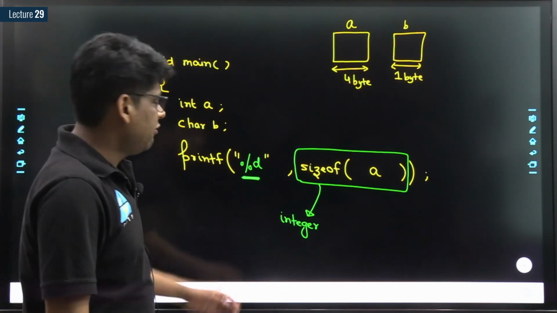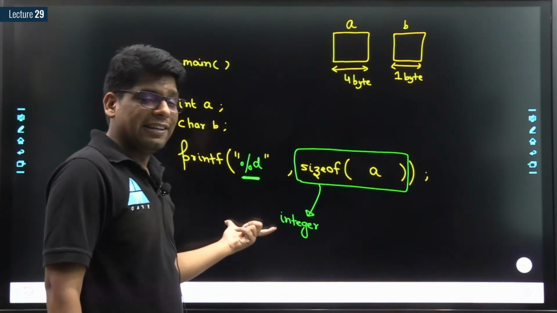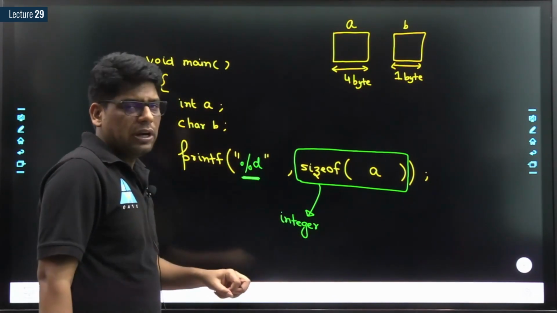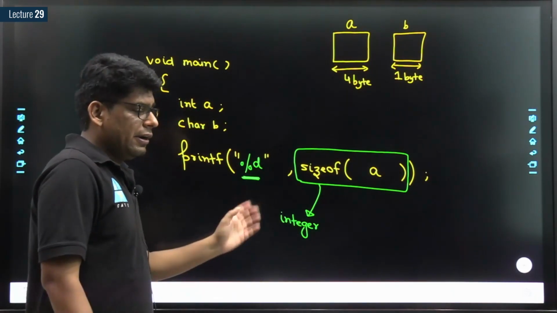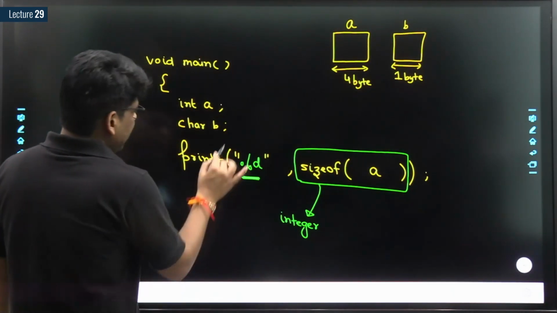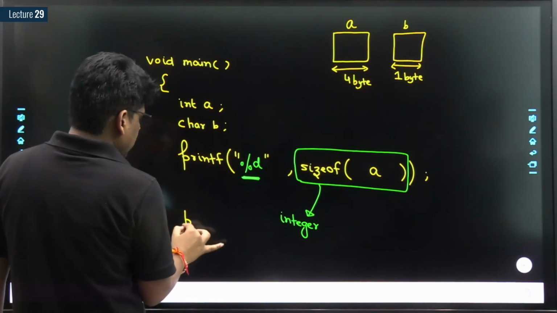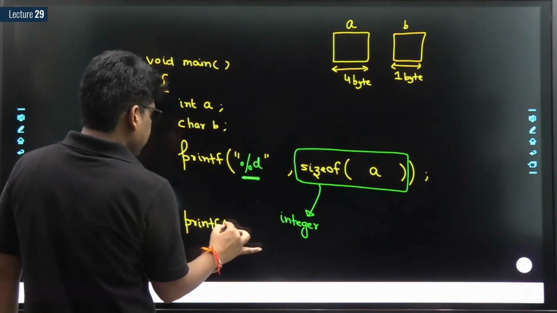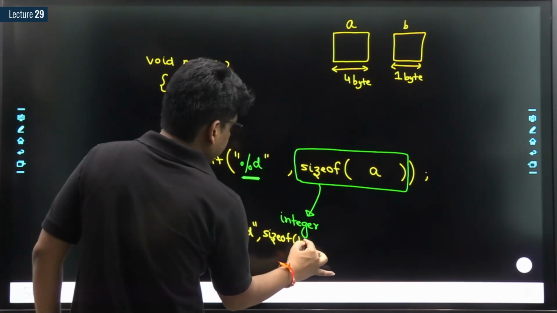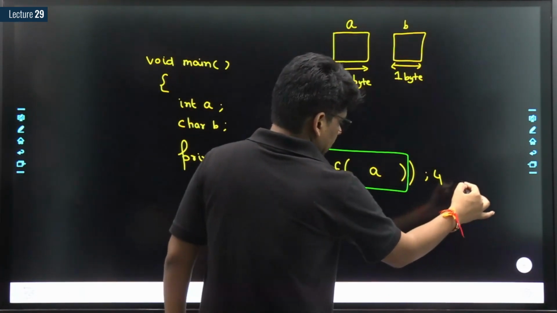Later on, in the last chapter, I will discuss sizeof again, what the return type exactly is, unsigned int or int. But as of now, try to understand what the sizeof operator returns. It returns an integer value. Okay, sir. Done, sir. Similarly, if I want to know the size of variable b, what should I do? Sir, printf %d sizeof b. Okay, done. So what is the output? 4, and for this printf 1.